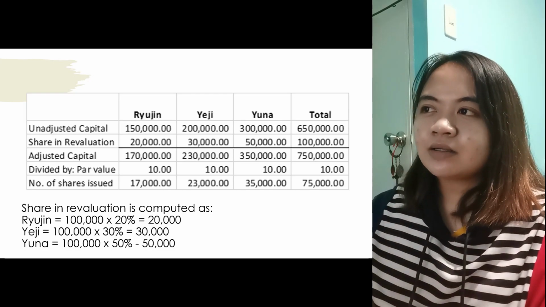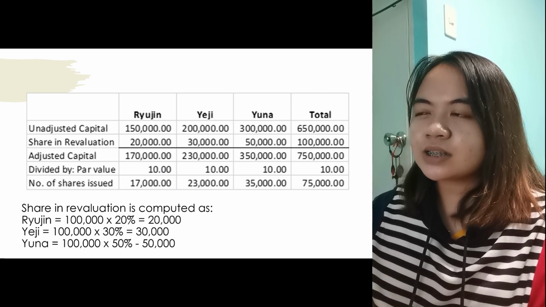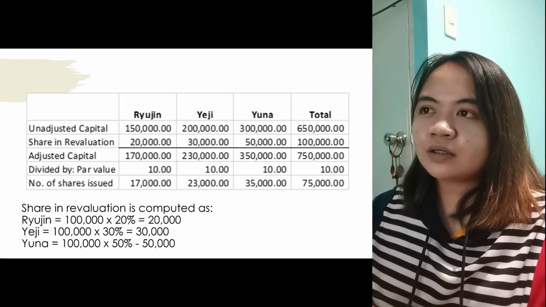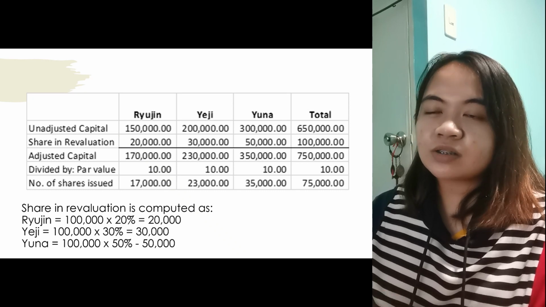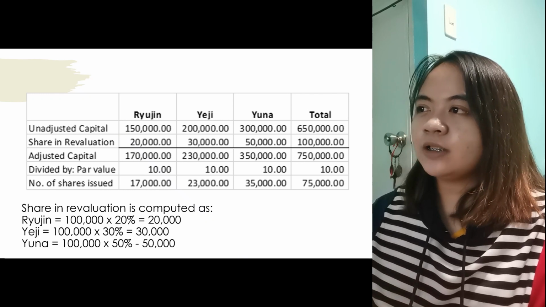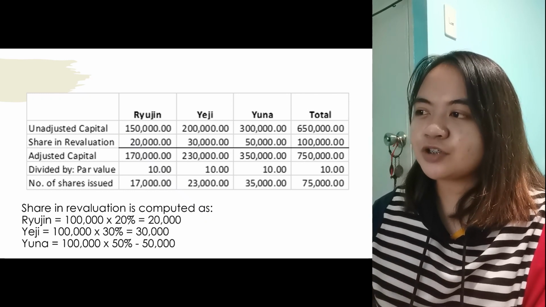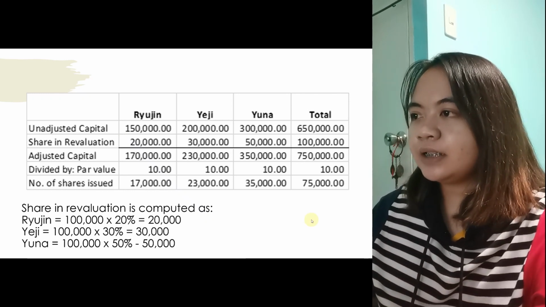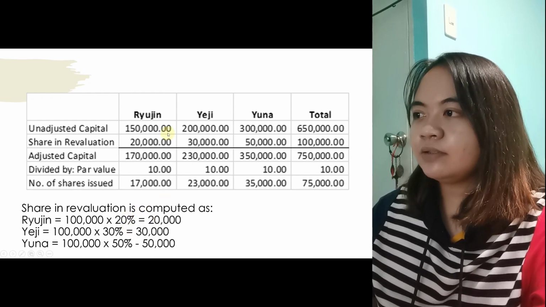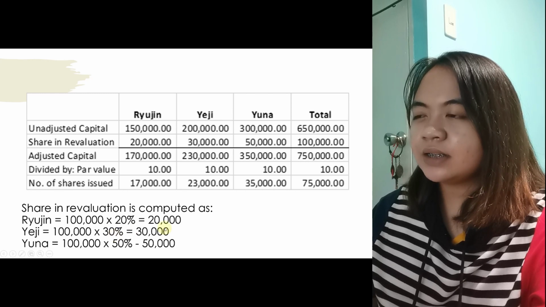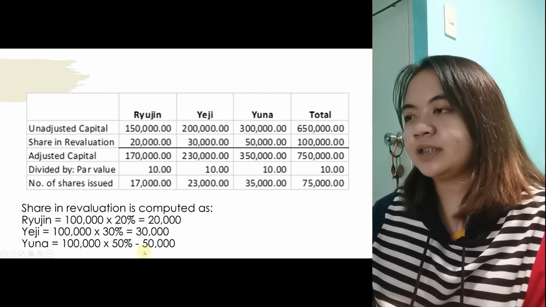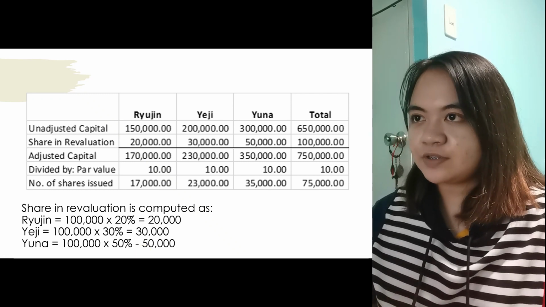So, let's adjust first for Ryujin, Yeji, and Yuna. Adjusted capital, you have 150, 200, and 300 for Ryujin, Yeji, and Yuna respectively. Okay. Next, we have share in revaluation. Their share in revaluation is computed as 100,000 times 20% is 20,000, 100,000 times 30% is 30,000, and then 100,000 times 50% is equal to 50,000.